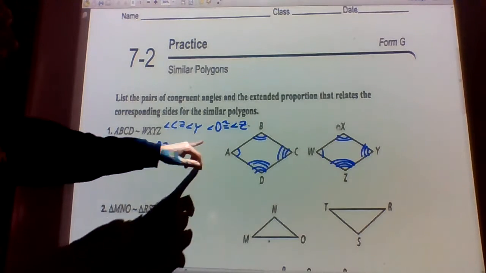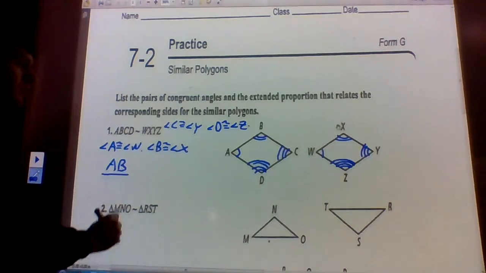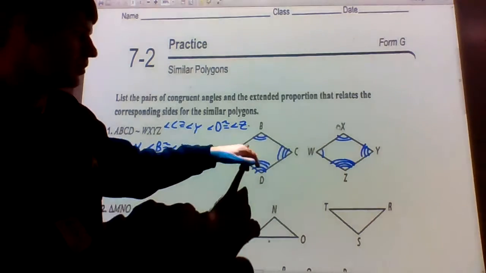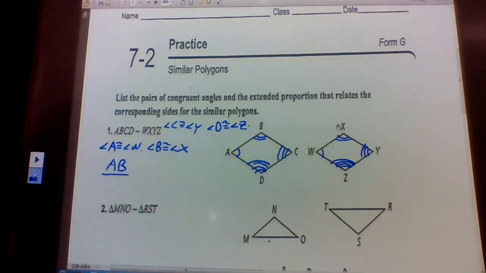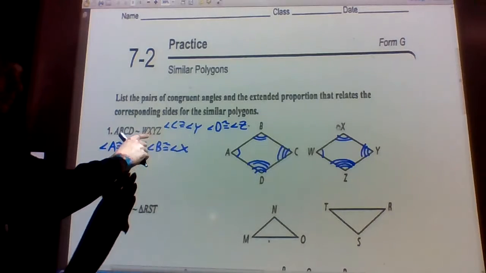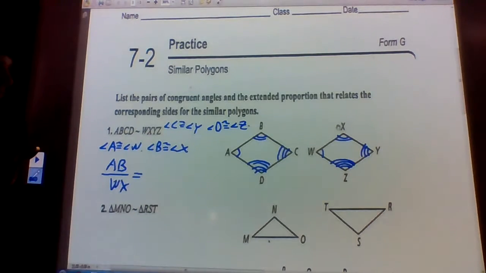So we just pick a side, AB. AB corresponds with, you can either use the diagram between the 1 arc and the 2 arc. So AB corresponds with WX. Okay, the other way you can do it is look at your similarity statement. AB corresponds with WX. Okay, so that's the first ratio of corresponding sides.